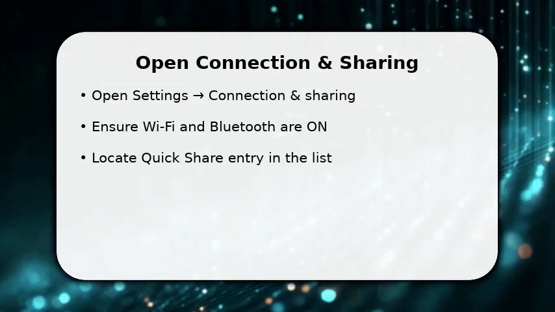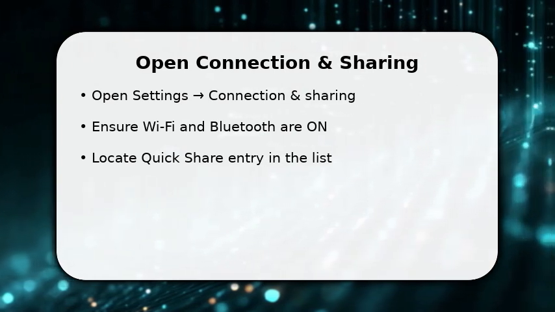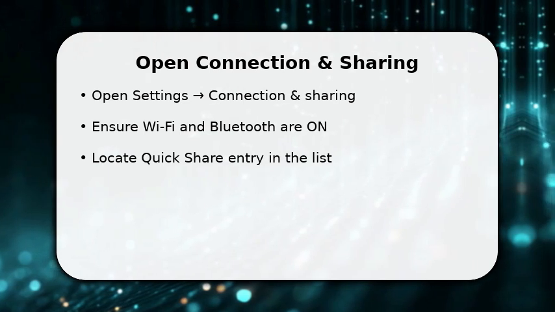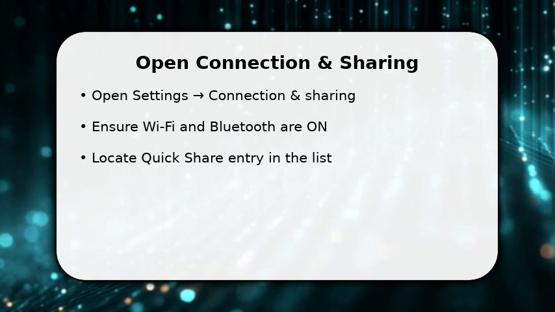You begin by opening Settings and going straight to Connection and Sharing. This is where Android groups nearby features. Make sure Wi-Fi and Bluetooth are enabled because QuickShare requires both. Once done, scroll to find QuickShare.